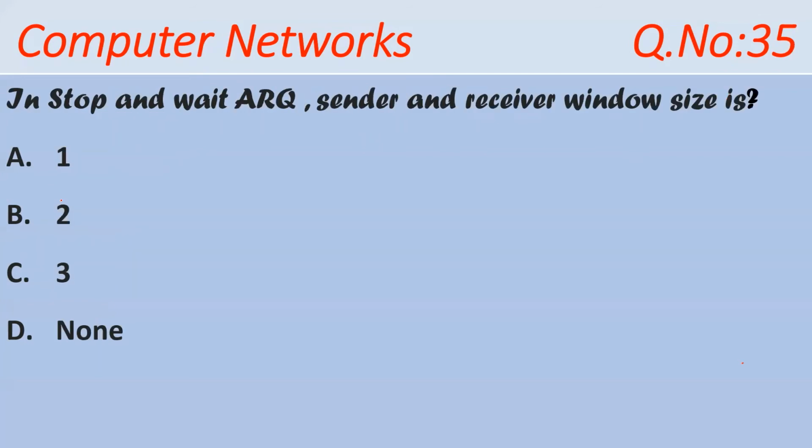Stop and wait ARQ, sender and receiver window size will be what? The size will be 1. On the sender side the window size will be 1, and on the receiver side the window size will be 1. So what is meant by ARQ? ARQ is automatic repeat request.